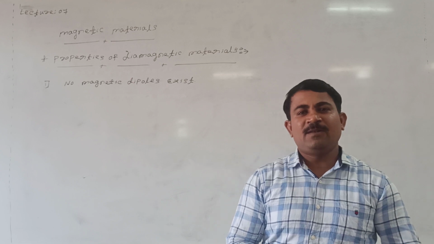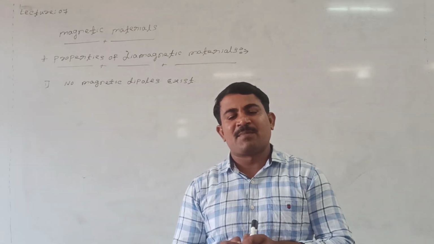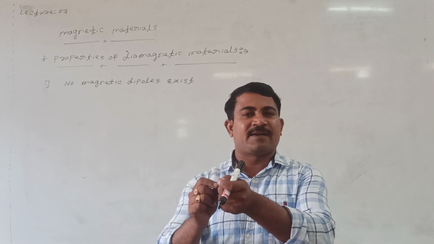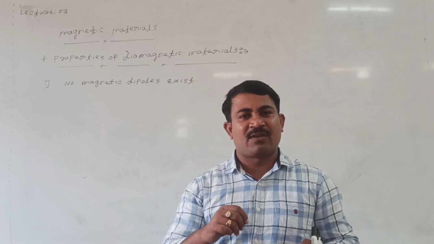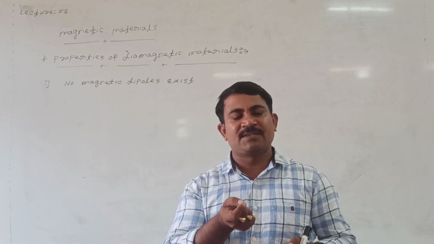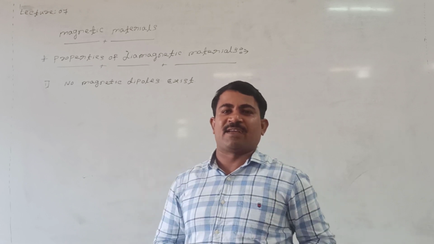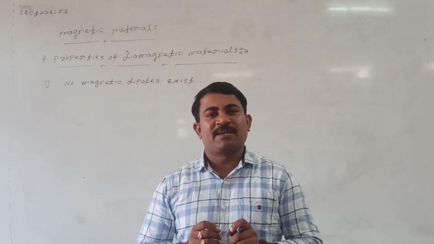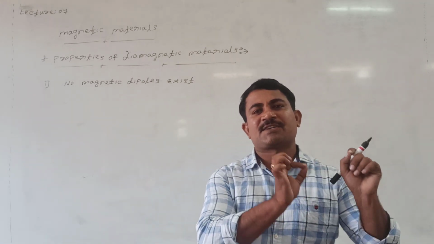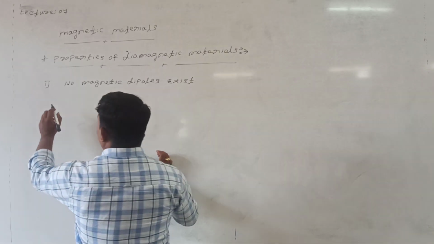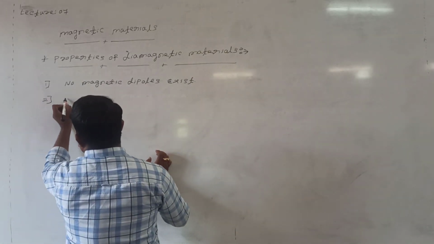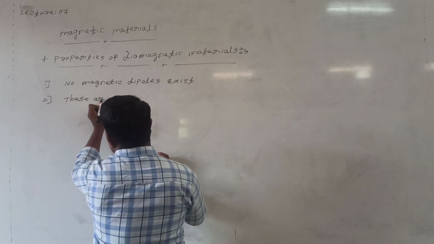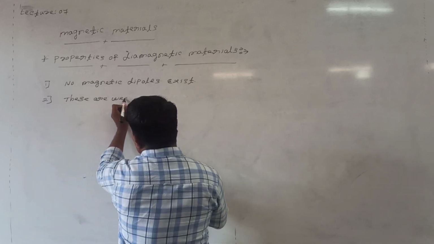The second property: when diamagnetic materials are subjected to an external magnetic field, they get weakly magnetized opposite to the direction of the magnetic field. Due to that weak magnetization, they are repelled by the external magnetic field. Second property: diamagnetic materials are weakly repelled by an external magnetic field.